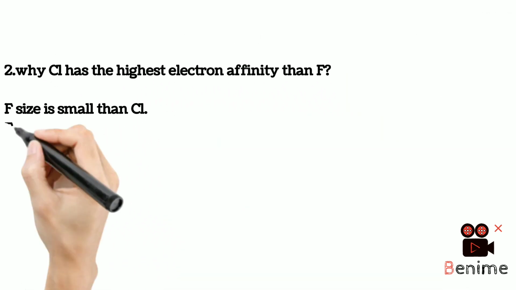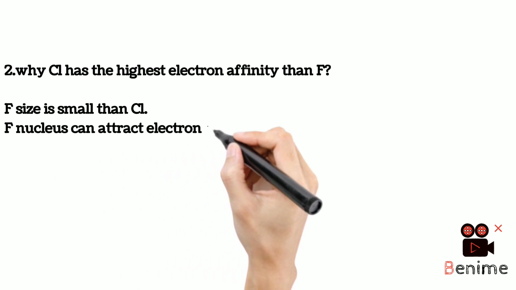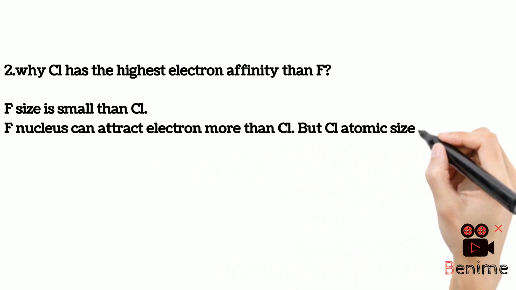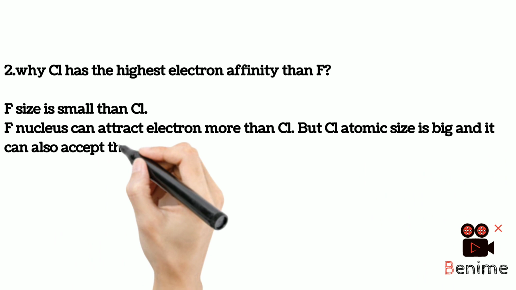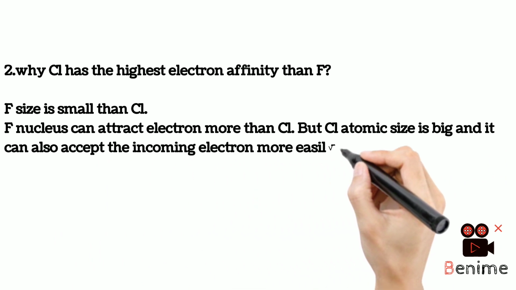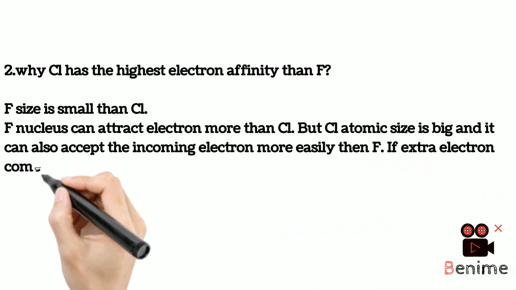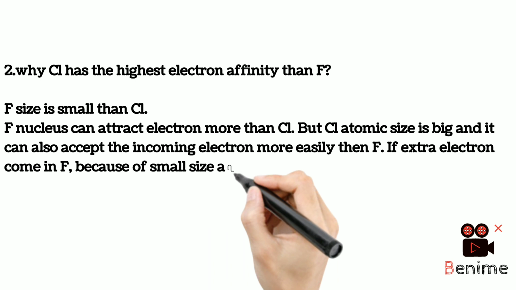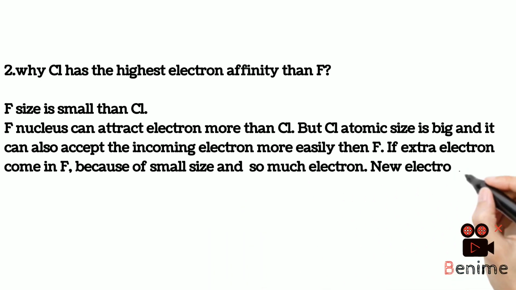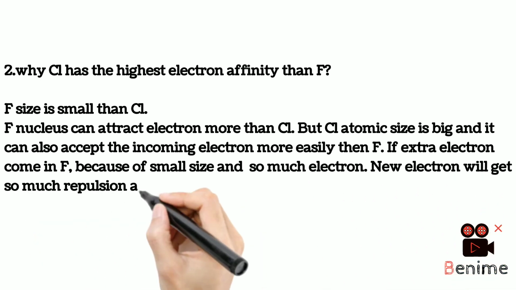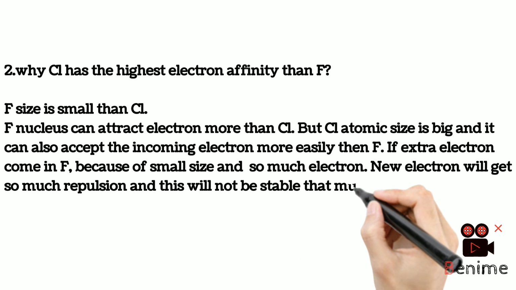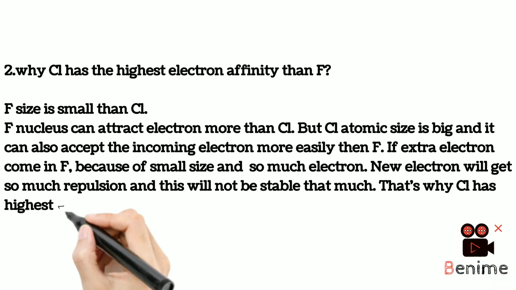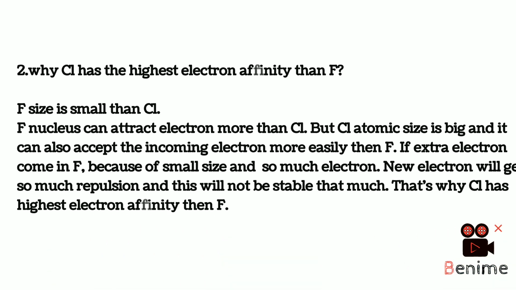2. Why does chlorine have higher electron affinity than fluorine? Fluorine's size is smaller than chlorine. Fluorine's nucleus can attract electrons more than chlorine. But chlorine's atomic size is big and it can accept the incoming electron more easily than fluorine. If an extra electron comes into fluorine, because of the small size and so many electrons, the new electron will get so much repulsion and it will not be that stable. That's why chlorine has higher electron affinity than fluorine.